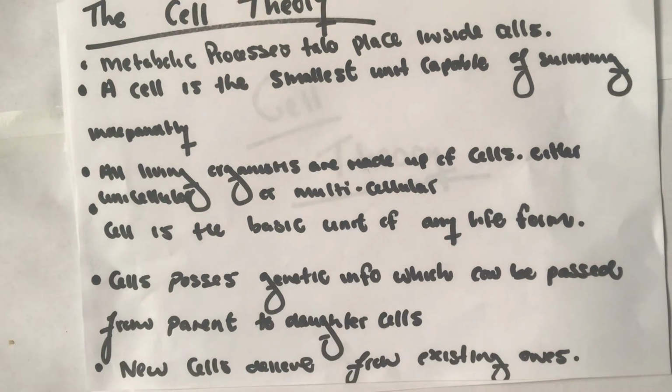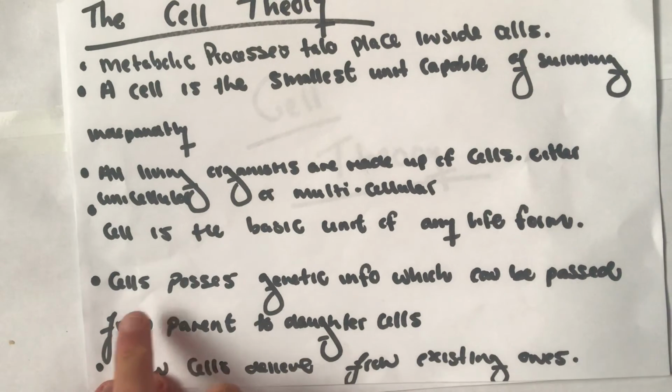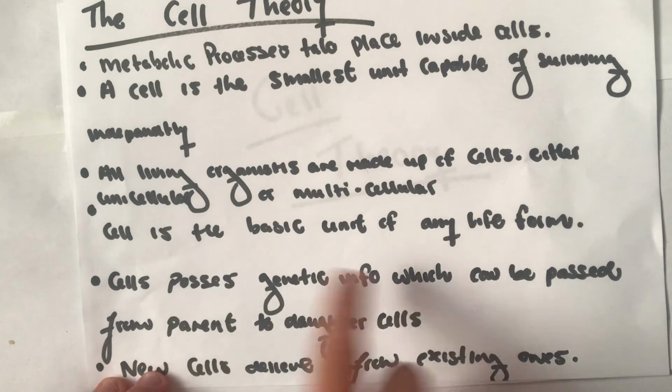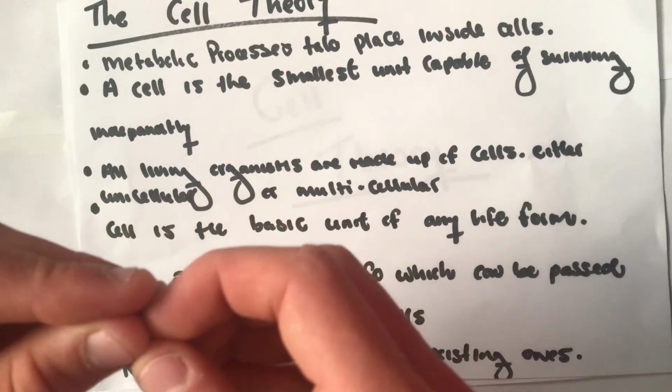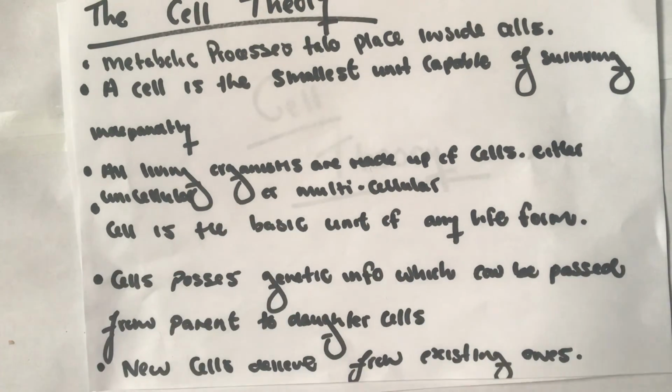So cells, within the nucleus of a cell, contain lots and lots of genetic information. For example, within human cells, we have 23 pairs of chromosomes, which are all made up of DNA, which is the genetic information that codes for proteins. So, for example, genes. This genetic information can be passed through replication through a process of cell division, nuclear division, known as mitosis, from parent to daughter cells, and therefore the DNA and genetic information is passed on.